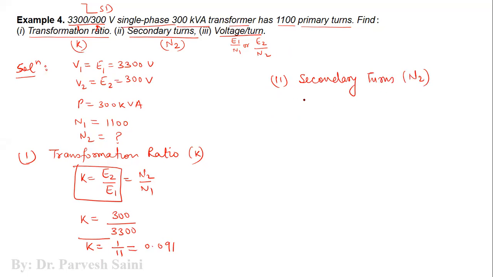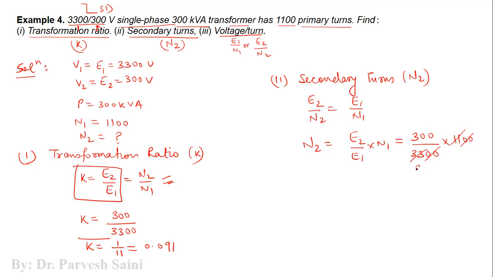So the second part of the numerical is we have to find out the secondary turns, N2. So we can make use of the voltage to turn ratio concept, that E2 by N2 is equal to E1 by N1. So from here we can find out N2, which is equal to E2 by E1 into N1. E2 is 300 and E1 is 3300 and N1 is 1100, right? So it is cancelled, 300. So N2 is equal to 100. Number of turns at the secondary is N2, which is equal to 100.